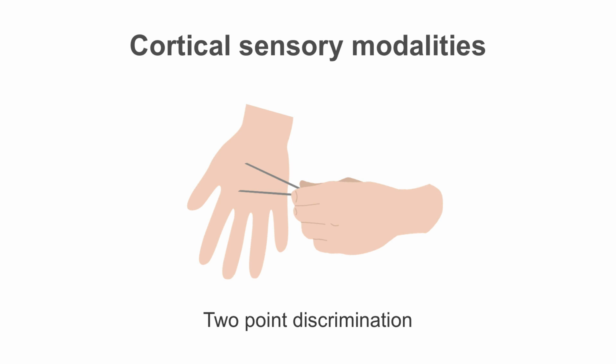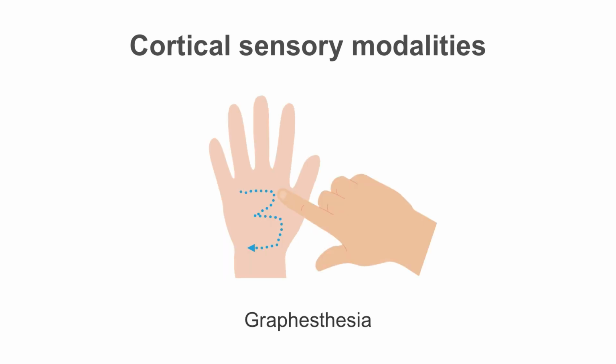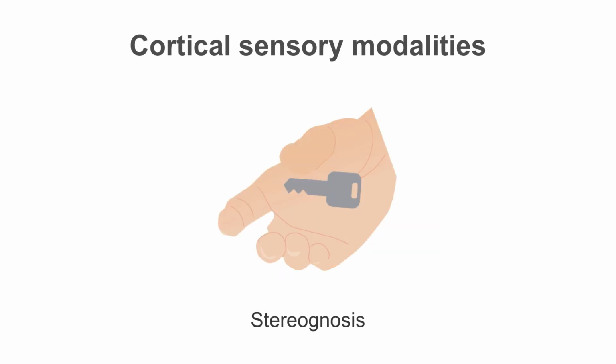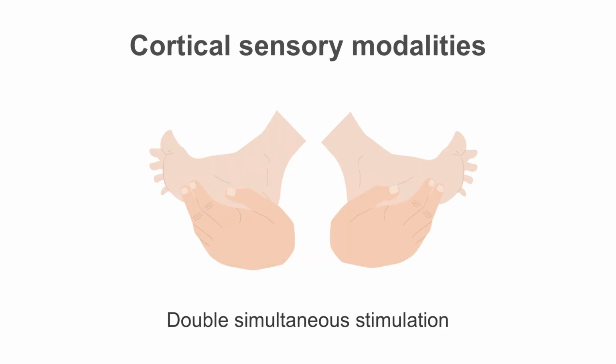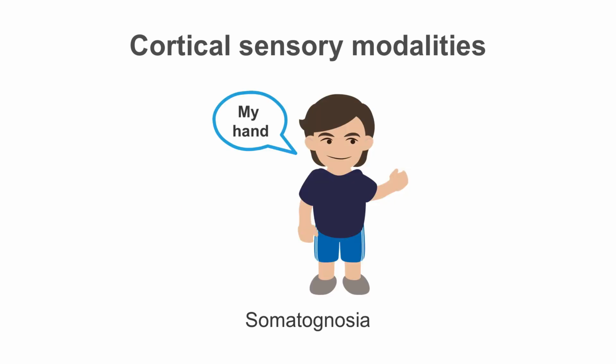These include two-point discrimination, the ability to determine two separate touch points, graphesthesia, the ability to determine the identity of numbers written in the palm or on the fingertips, stereognosis, the ability to determine an object's identity by touch, double simultaneously presented sensation appreciation. This can be either tactile or visual. And somatognosia, the ability to recognize yourself.